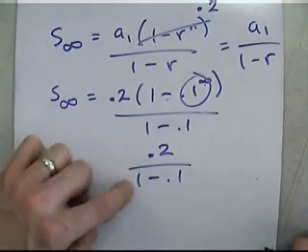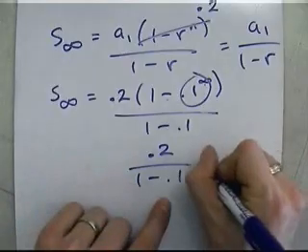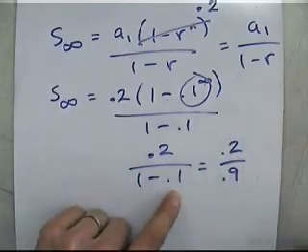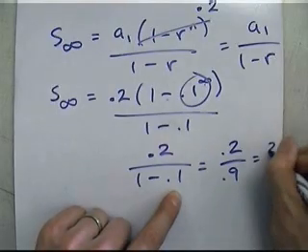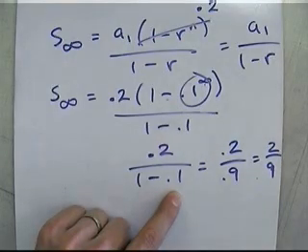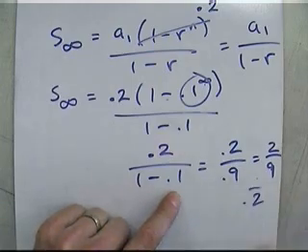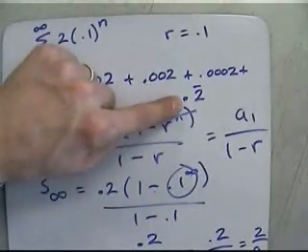Okay, now this 0.2 over 1 minus 0.1, let's see what this equals. Well, it's 0.2 over 1 minus 0.1, that's 0.9. 0.2 over 0.9 is 2 over 9. Right? So it's 2 ninths. Now, if you put 2 ninths on your calculator, what decimal does that give you? Hey, 0.2 repeating, right? Jackpot.